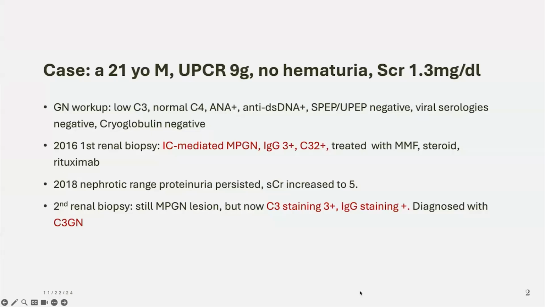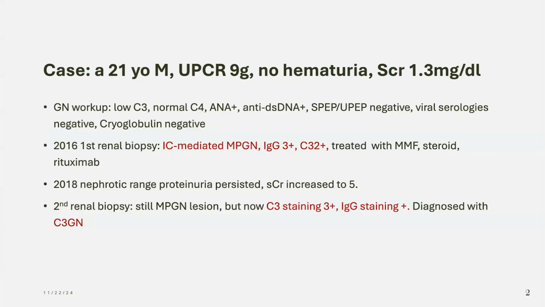We start with a case as usual. This is a 21-year-old male with proteinuria 9 gram, no hematuria, creatinine 1.3. Patient had a GN workup which showed low C3, normal C4, ANA positive, anti-dsDNA positive, SPEP UPEP negative, viral serology negative, cryoglobulin negative. Patient had first renal biopsy which showed immunocomplex mediated MPGN with IgG 3+, C3 2+. Treated with mycophenolate, steroid, rituximab.